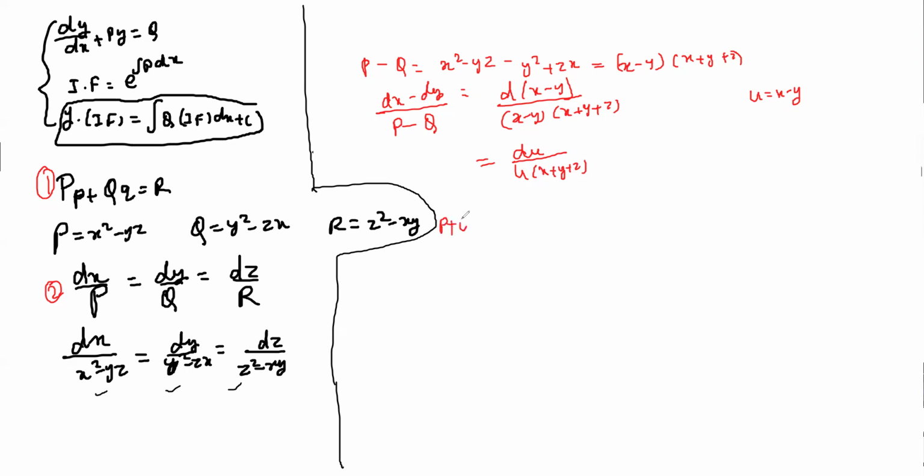If you find p plus q plus r, what you will get? x square plus y square plus z square minus xy minus yz minus zx. Right? Yes. So when you find dx plus dy plus dz upon p plus q plus r.